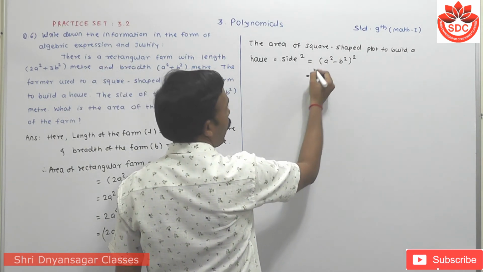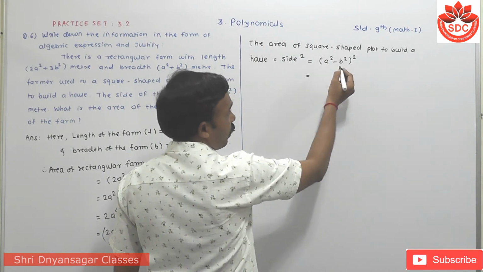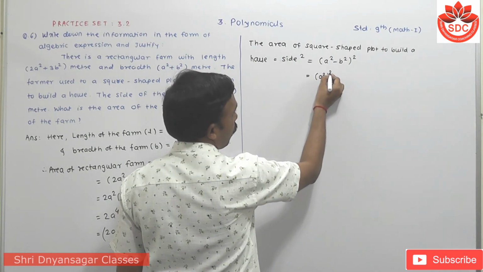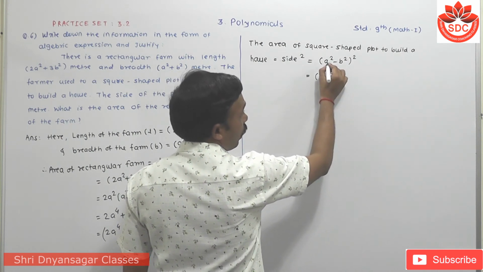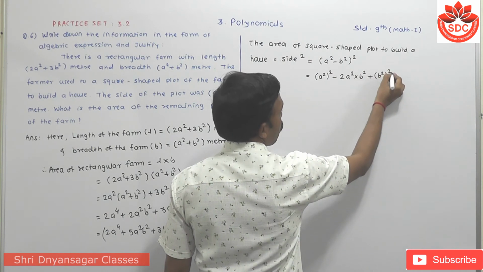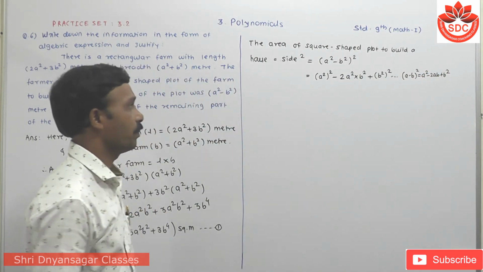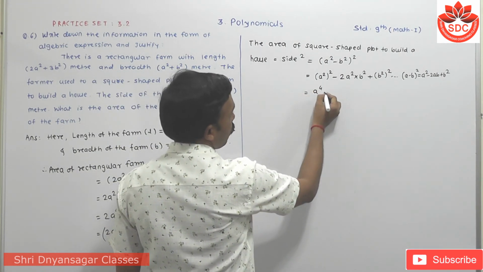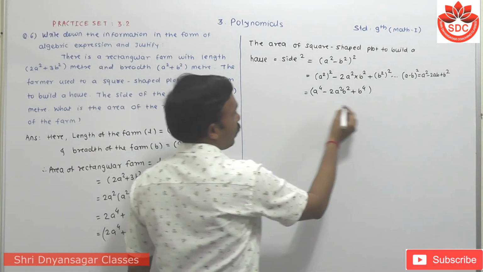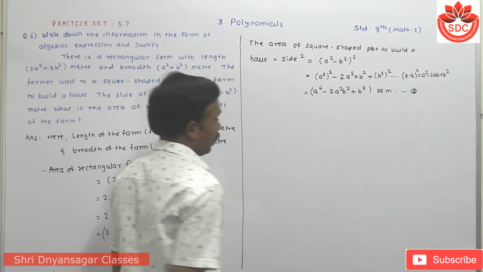We can take the product two times, or directly use the identity (a − b)² = a² − 2ab + b². So I would write here (a²)² − 2(a²)(b²) + (b²)², because the identity (a − b)² is equal to a² − 2ab + b². We use this identity here. Then this value becomes a⁴ − 2a²b² + b⁴. The unit is square meter. Suppose this is equation number second.